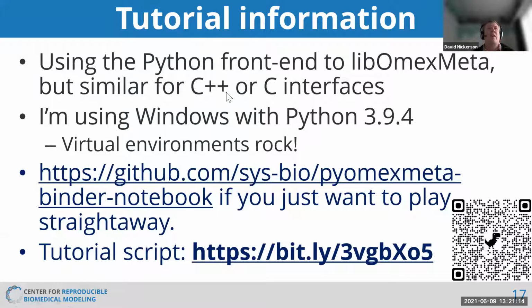So essentially, in this part I'm going to try, hopefully, to demonstrate how you can use the Python front end to libOmexMeta, but you can imagine a very similar interface for the C++ or C interfaces. I'm doing this on a Windows machine with Python 3.9. I like to use virtual environments for everything. And if you do want to follow along, you'll hopefully be able to. But if you don't want to run it locally, you can go to the live demonstration site, and it's pretty similar to what we're going to go through in this tutorial.